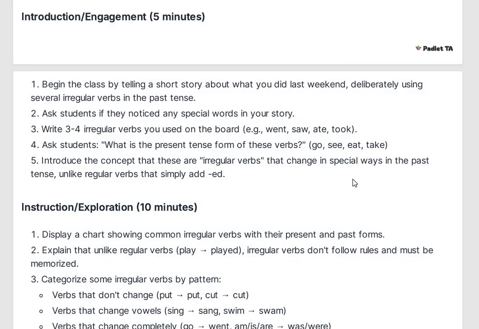Example: went, saw, ate, took. Ask students what is the present form of these verbs. Example: go, see, eat, take. Introduce the concept of these irregular verbs.